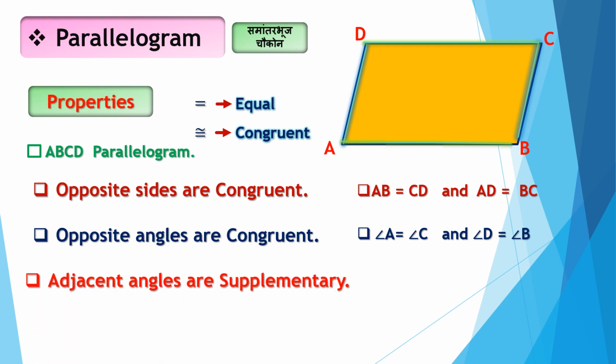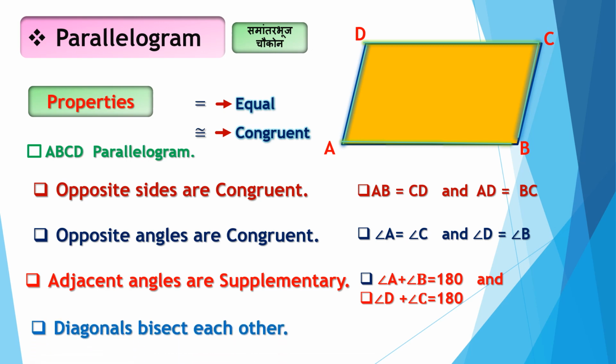Adjacent angles are supplementary to each other. Supplementary means the sum of both angles is equal to 180 degrees. Here we see angle A adjacent to angle B and angle A plus angle B is equal to 180. Angle D plus angle C is equal to 180 degrees.